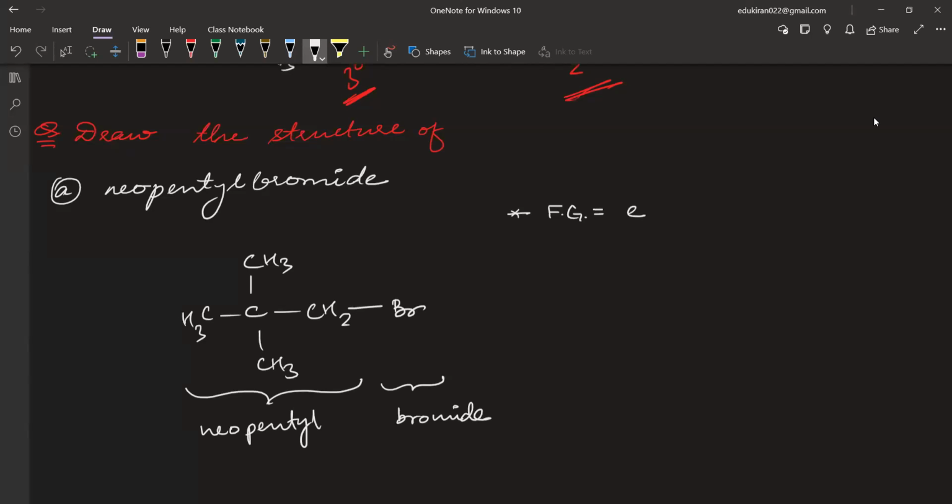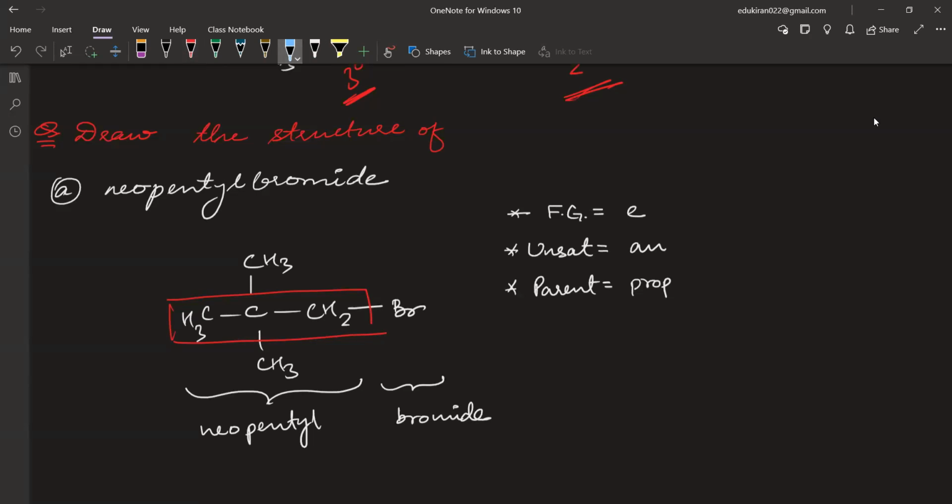Functional group is E. What is the unsaturation? AN. And then the parent is prop, 3 carbons, right? We have not done the bromo yet. We are just done with these 3.